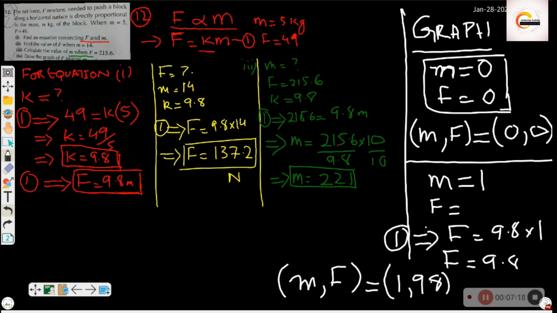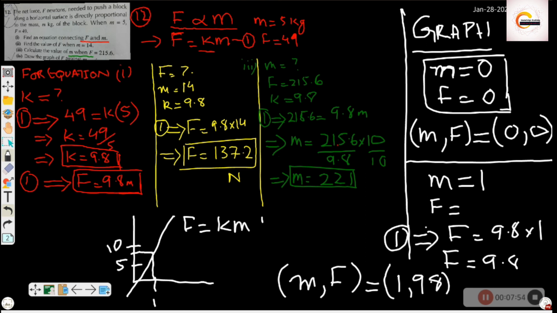Now you can plot the graph easily. I'll show you the graduation. 1, and since it's 9.8, you can do 5, 10. Okay, and 9.8 must lie here and here, and this is going to be the rough graph. F is equal to km.